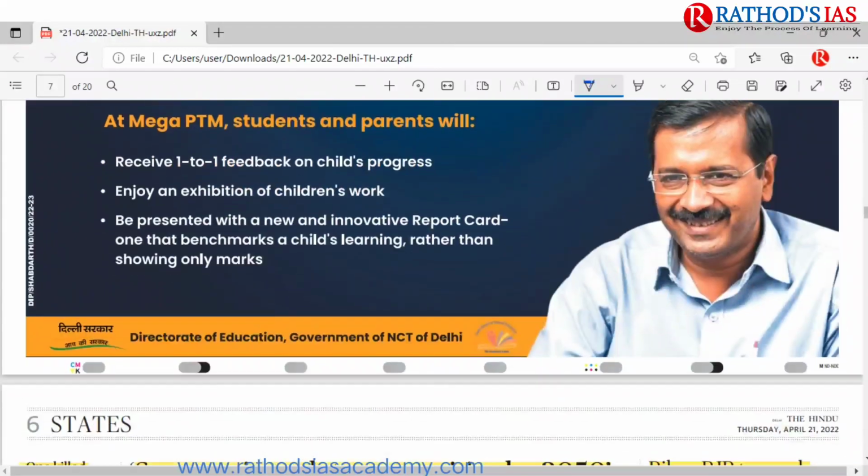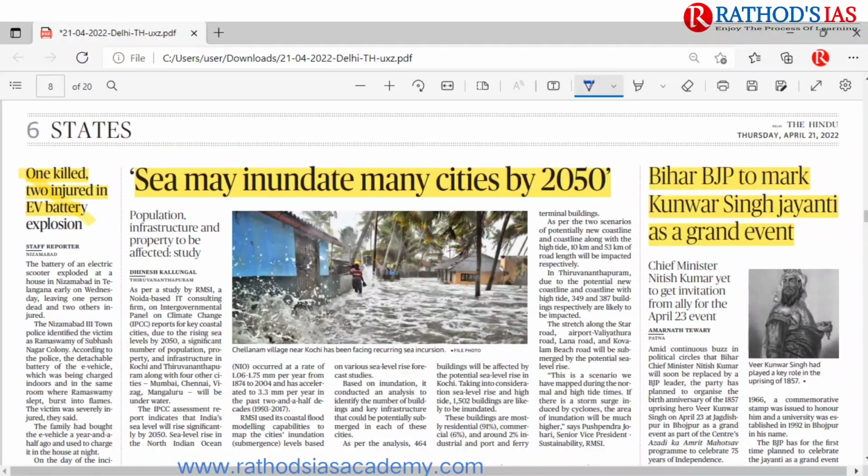And if you move forward, on the states page, I discussed this sea inundation, and here 1 killed and 2 injured in an electric vehicle battery explosion. So actually we are moving towards electric vehicles, but there are also some challenges which are mainly posed by these electric vehicles.